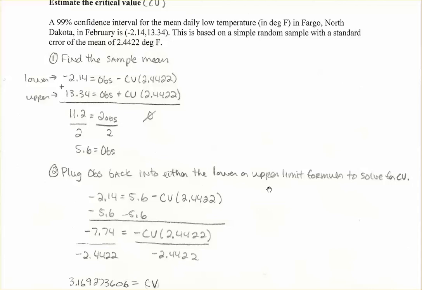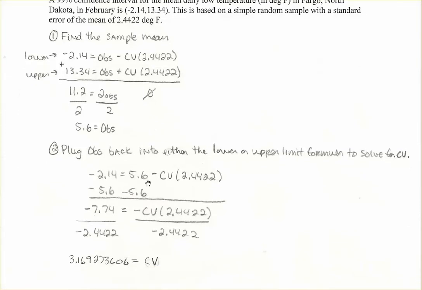So this is really similar to when you were solving for the standard error. Normally this was the standard error and you had the critical value. Well, this time you don't have the critical value, but you have the standard error. So I used the lower limit formula: negative 2.14 equals the observed, which we now know is 5.6, minus the critical value times the 2.4422, which is the standard error of the mean, which we got from the formula right there.